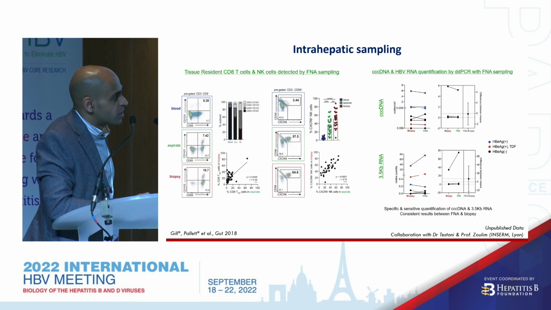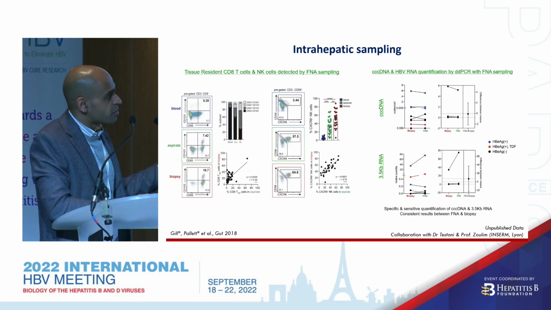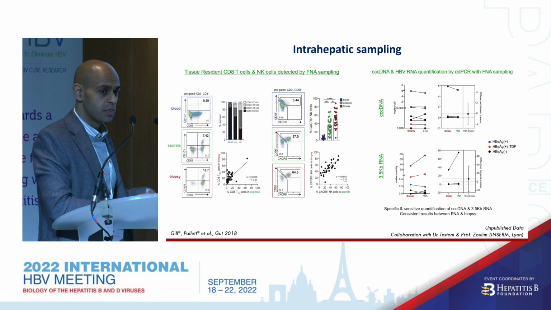Now, work that we've been doing with Barbara Testoni and Fabien Zoulim, we've also been able to show the same, that we're able to detect cccDNA and HBV RNA, which is equivalent between a biopsy and a fine needle aspirate. Now, I'm showing these data not as clinical parameters, but to show that these are the things we need to look at, and what clinical links can we make with what we have? With this, we didn't really see any, but moving forward, we need more of this data to see what clinical parameters can link with our immune and viral markers.